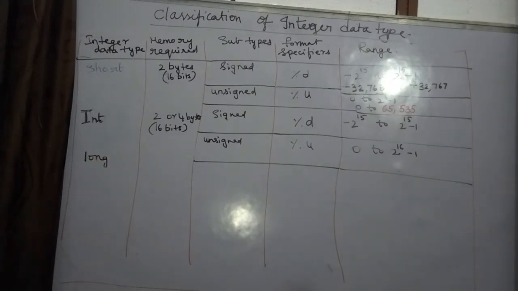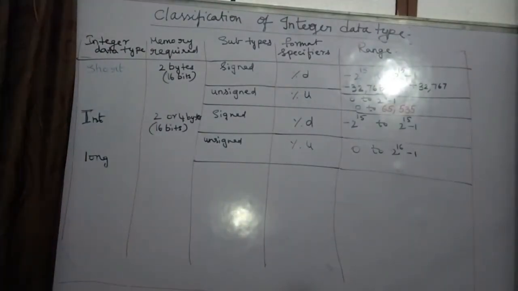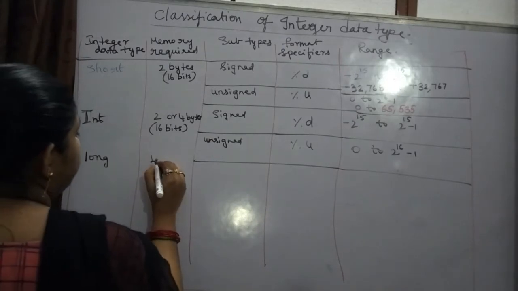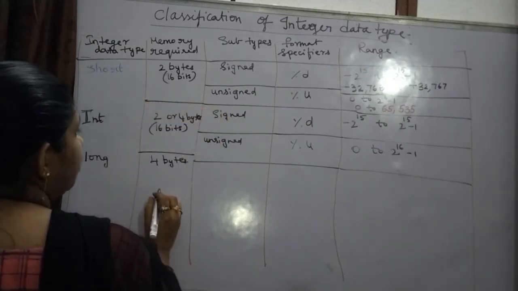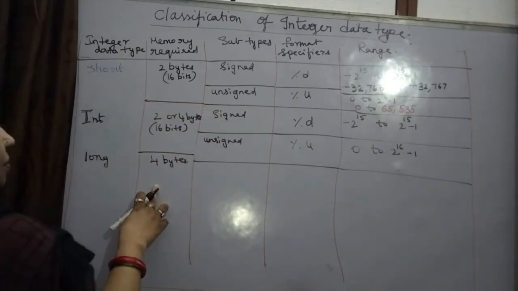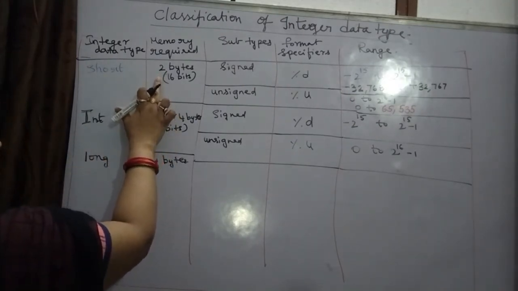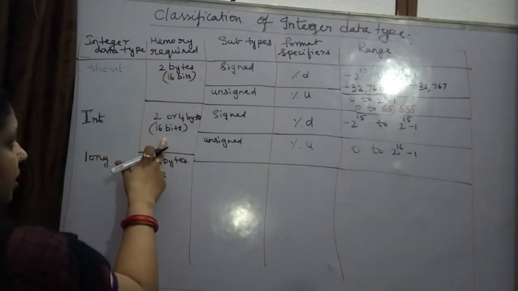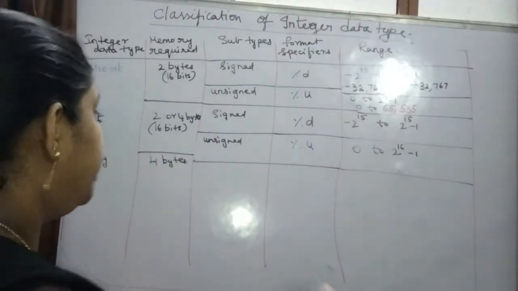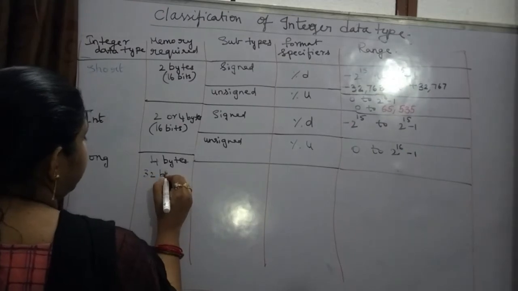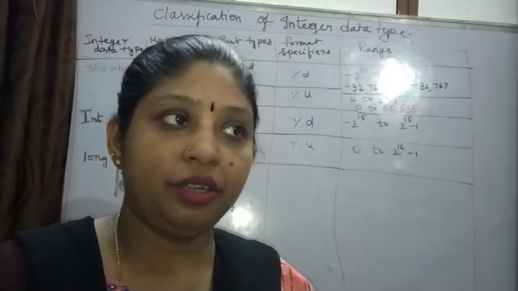Now with that word only, you can understand it's going to take much more memory. The total is 4 bytes of memory. So this comes around 32 bits, because here we took 2 bytes, so 2 eights are 16. Here 4 bytes means 4 eights are 32 bits it's going to take. With this you can understand that it's going to accept a greater value.